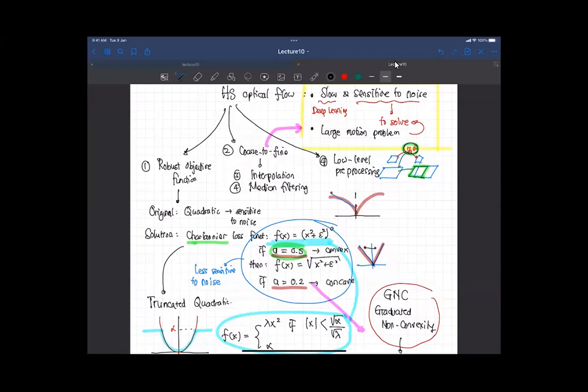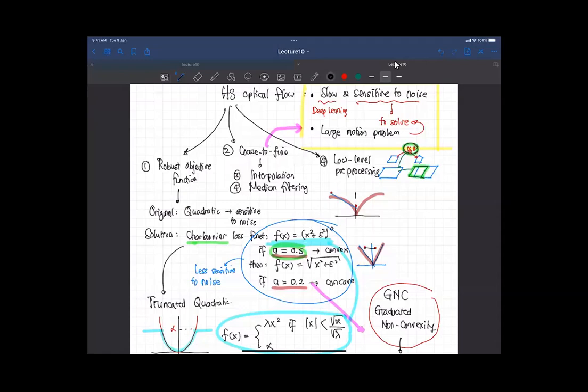What happens if you have a dark image and then you brighten it up? Has anyone tried this before? If you have a low light image and then you brighten this up, multiplying with something, what will you get? It is a noisy image, exactly. The image will be very noisy. Why is the image so noisy?